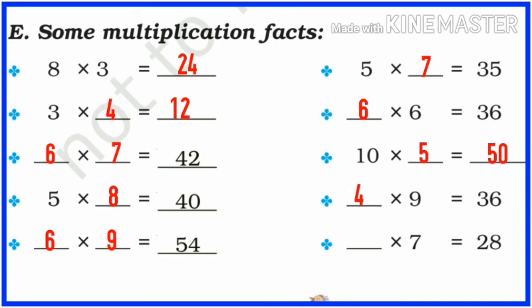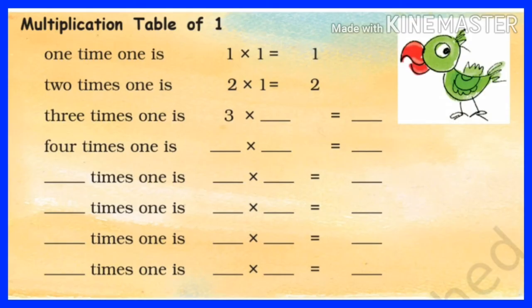Last one, dash multiplied by 7 is equal to 28. Again, we have to find one number which when multiplied by 7 gives the answer 28. So, we know that 4 7s is 28. Answer will be 4. Our next topic is multiplication table of 1. Children, here we will find the table of 1 in a different way. Let us start. 1 times 1 is 1 multiplied by 1, that is equal to 1.